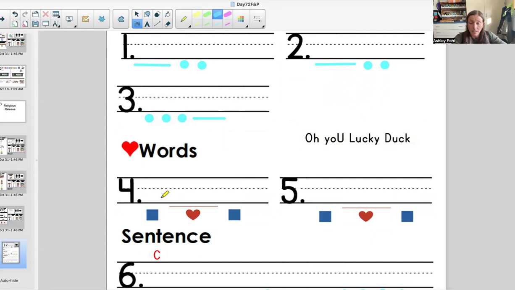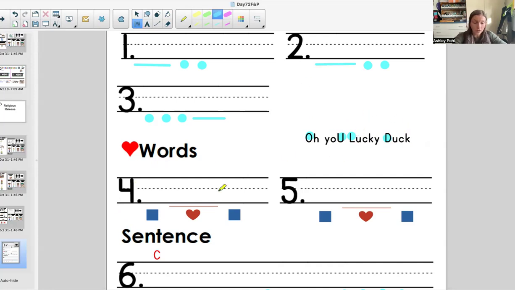Could. So make that C there. And then here's my clue for you. Oh, you lucky duck. Could. K. Oh, you lucky duck. Could. That's your clue. Could. K. Oh, you lucky duck.